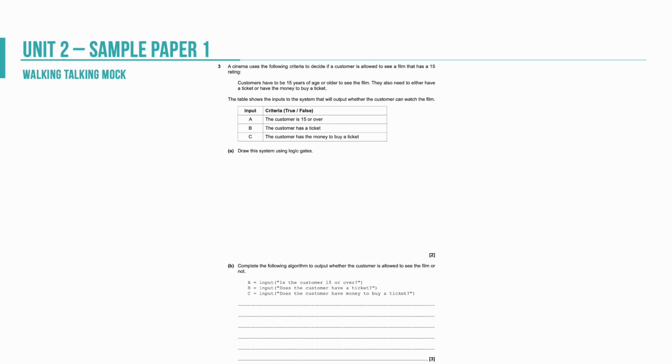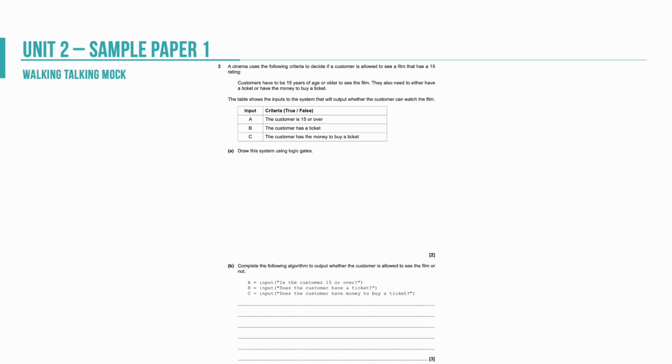Getting towards the end of section A of the paper now. Question 3, we've got a cinema using the following criteria to decide if a customer is allowed to see a film that has a 15 rating. Customers have to be 15 years of age or older to see the film. They also need to have either a ticket or have the money to buy a ticket. It's asking us then to draw this system using logic gates.